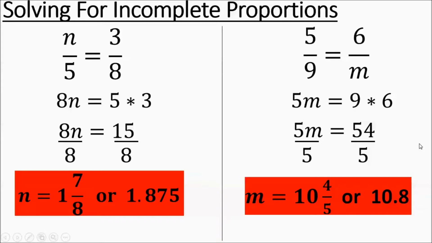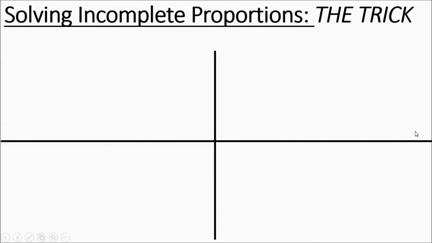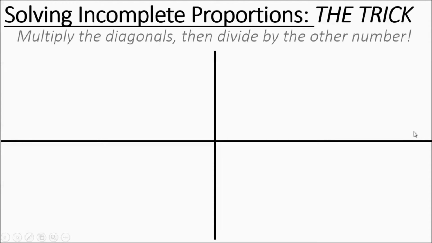So we're going to show you one more slide. This is the trick. You've done all these steps. Some teachers are going to require you to do these steps all the time, but there is a trick you can use. Now this comes in handy when you have a calculator at all times. The trick: you multiply the diagonals, then divide by the other number. So the variable is going to be the result of this.